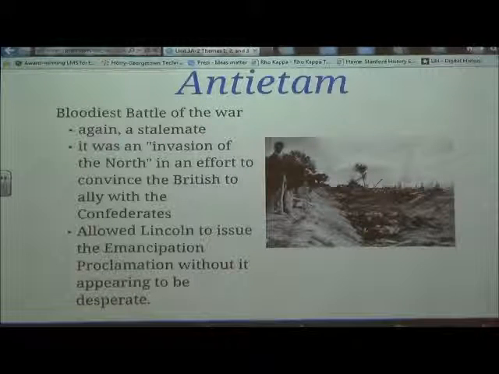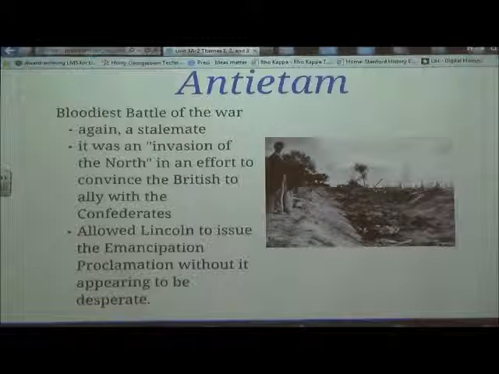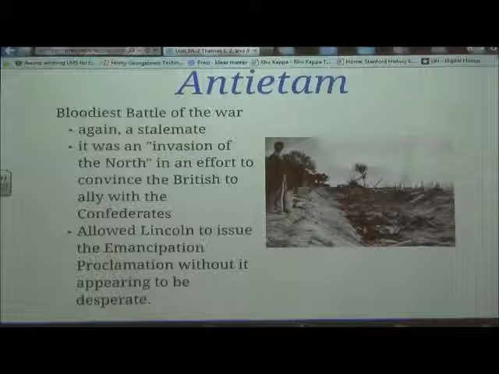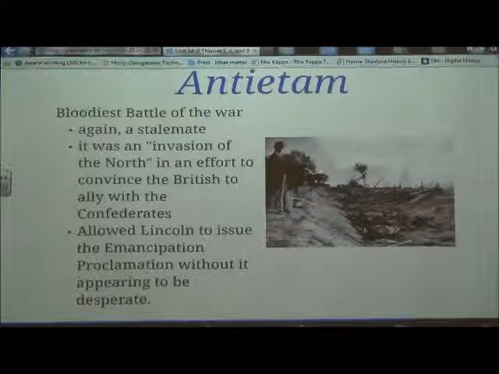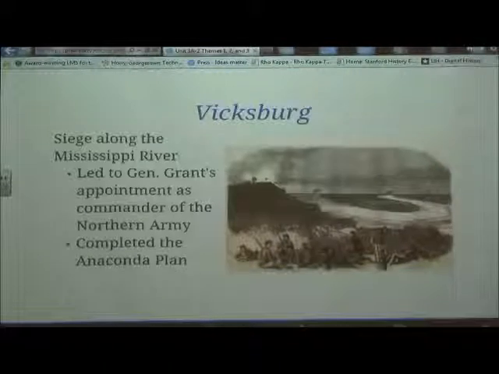This is the battle that Lincoln used to issue the Emancipation Proclamation. He didn't want the emancipation to appear to be a desperate move to deprive the South of military support, that alliance with Britain, so he waited for at least a stalemate, if not a victory, before he issued the Emancipation Proclamation. This was the battle that allowed that.